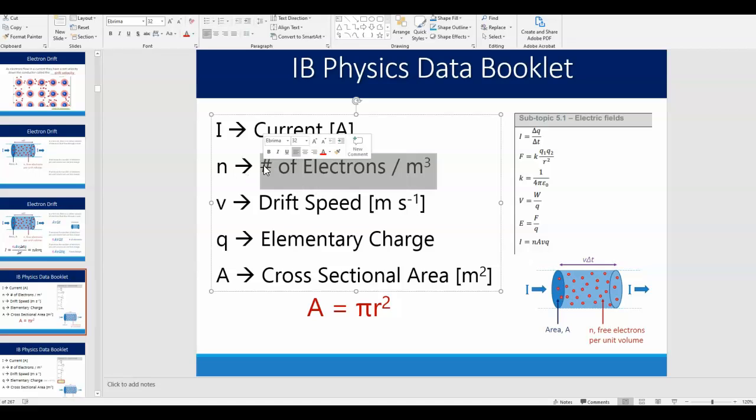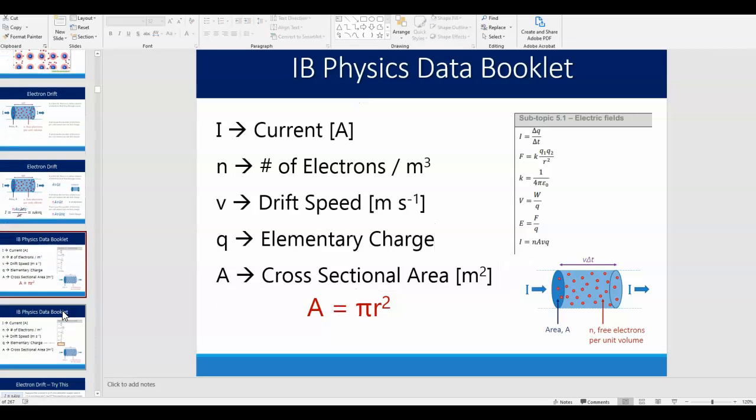That's almost always given to you. I is the current in amperes. Drift velocity is given in meters per second. The elementary charge, you should know what that is, of course. And then the cross-sectional area is in square meters. Okay, keeping in mind that the shape is typically like a cylinder, and so A is pi r squared. Usually they give you the radius or the diameter, and you have to find A.